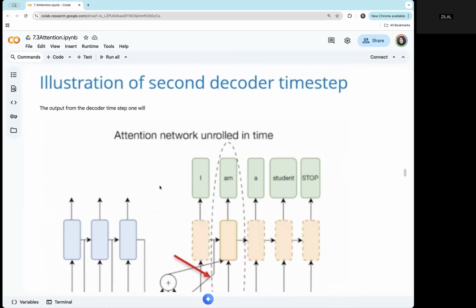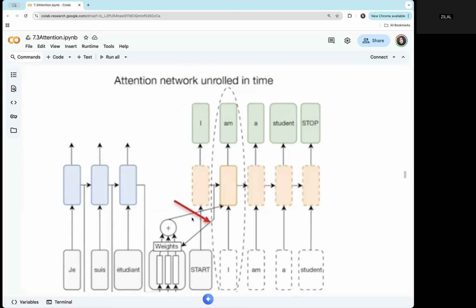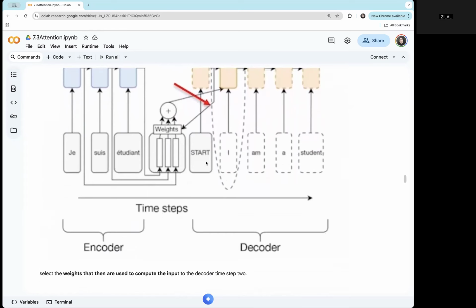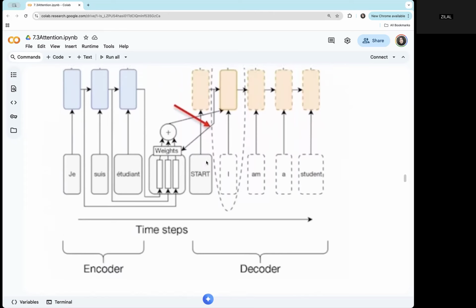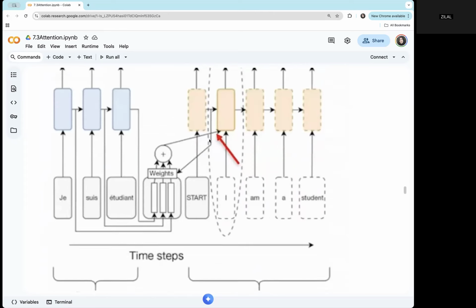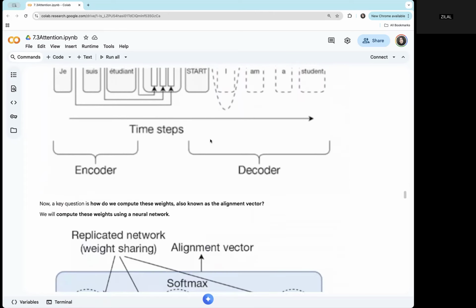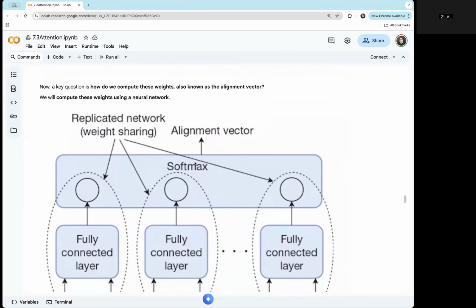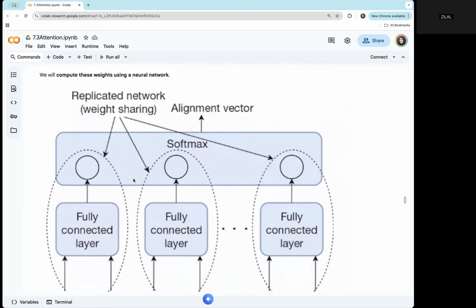So here, the output from the decoder time step 1 will select the weights that then are used to compute the input to the decoder time step 2. This one. Now, a key question is how do we compute these weights, also known as alignment vectors? We will compute the weights using a neural network.